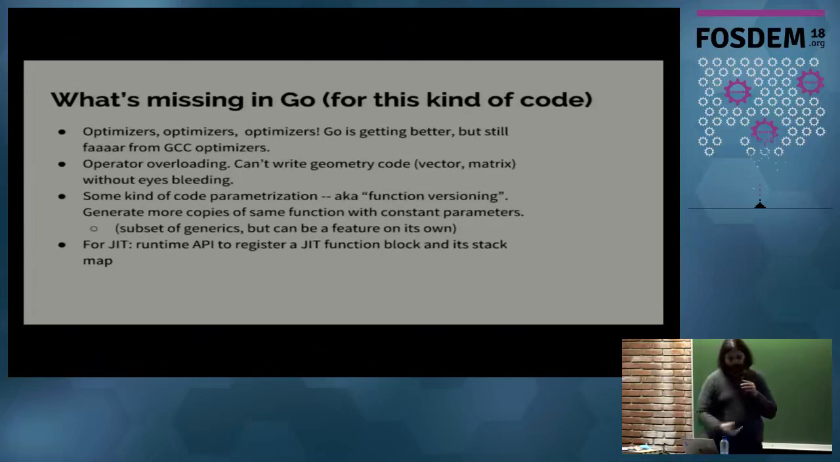And then for the JIT, you need some runtime API to register JIT code into the runtime, because right now if I turn on the JIT, I need to disable the garbage collector, because otherwise it will panic, since it doesn't find stack maps for the generated function.